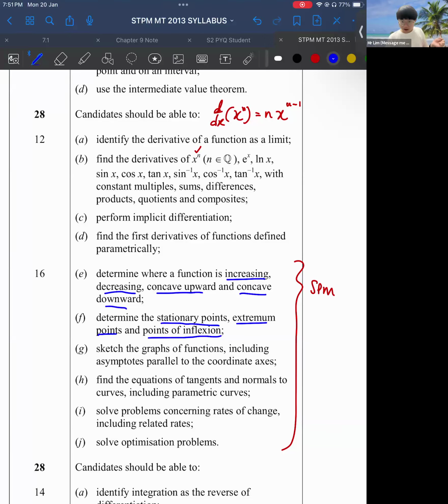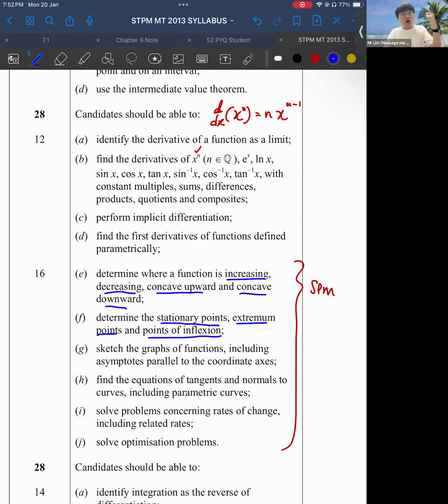Okay, but of course, in your SPM time, it is not that difficult. In your STPM time, there are a lot more complicated functions that you can see. Sometimes that one can be in Section B. In Section B, they give you one function.